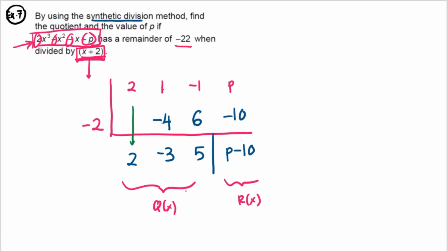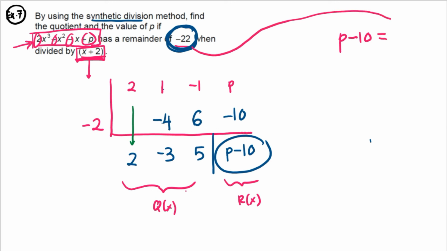The question already gives us that the remainder is negative 22. So this is the remainder, p minus 10. Since the question gives us the remainder as negative 22, we can write that p minus 10 is equal to negative 22. This is the remainder, and this is also the remainder, so they are the same thing and we can equate them. We can solve for p, which is negative 22 plus 10. Therefore, p is negative 12.